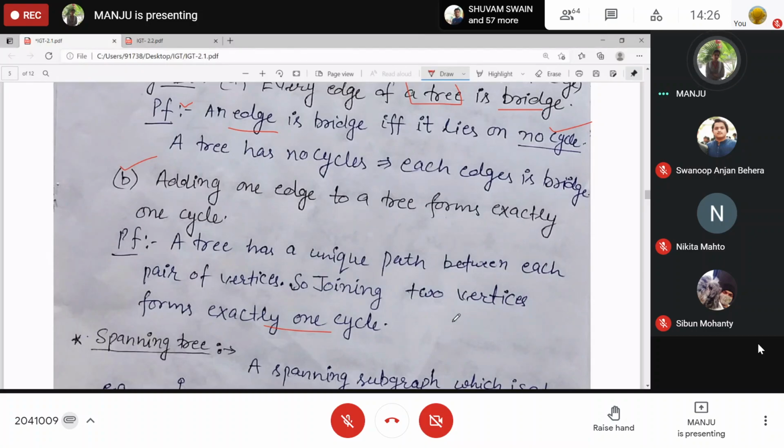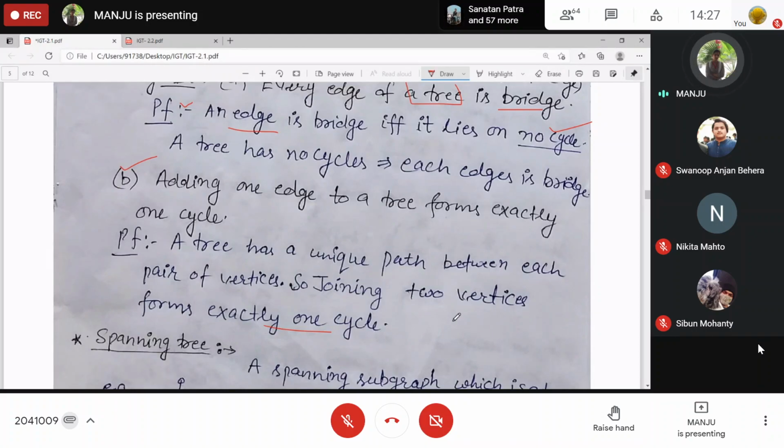Then we did these four statements we have shown. Four statements are equivalent. That is all the properties of a tree: G is connected, having no cycle, n minus 1 number of edges, and there is exactly one path between each pair of vertices. Okay?